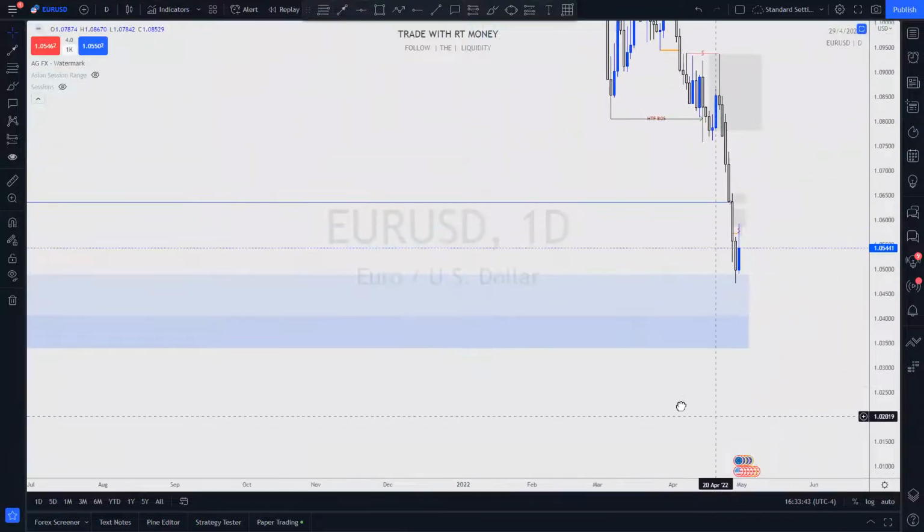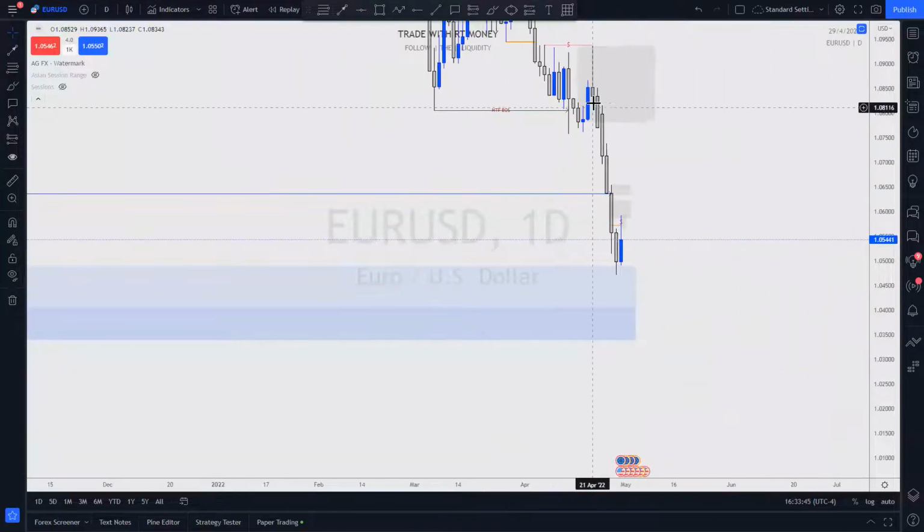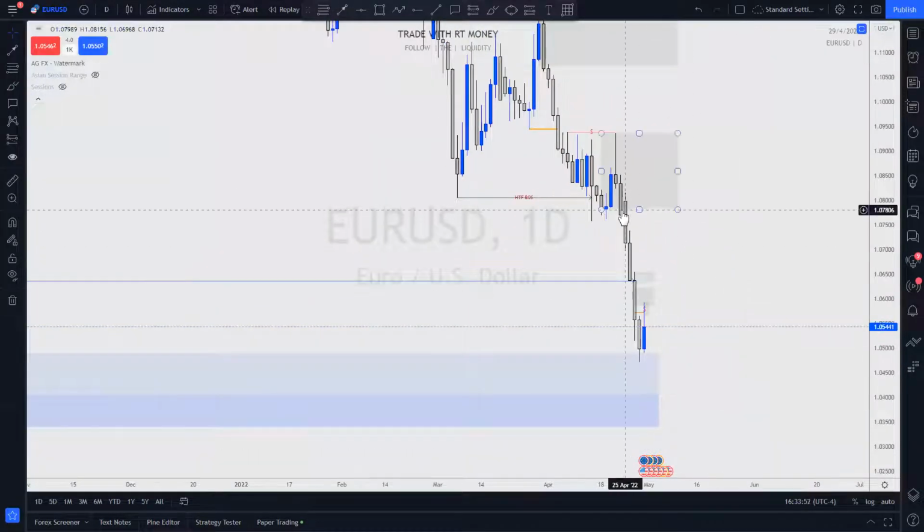All right, so this is the daily, and what we can see is a lot of momentum. Look at those candles, a lot of momentum to the downside. Remember last week we were up here. I said, listen, EU, GU, NZDU, all these major pairs, we're going to take short.